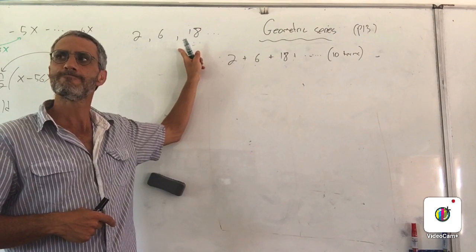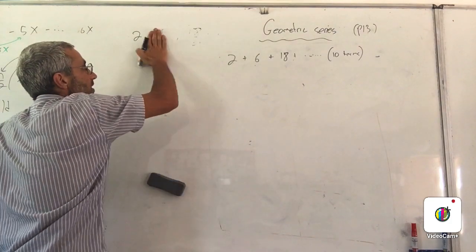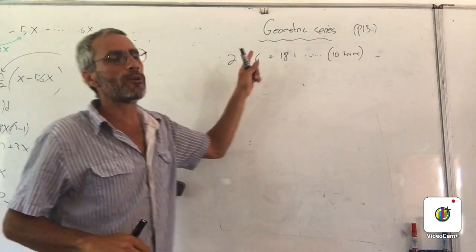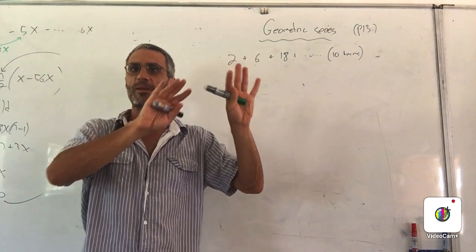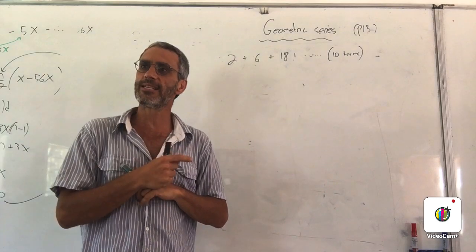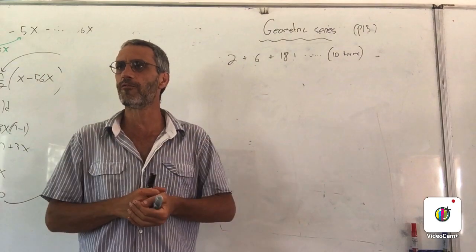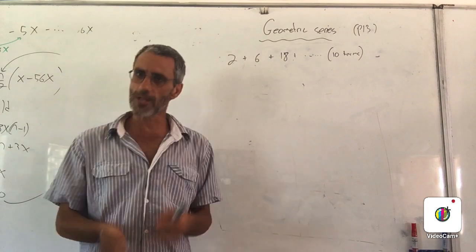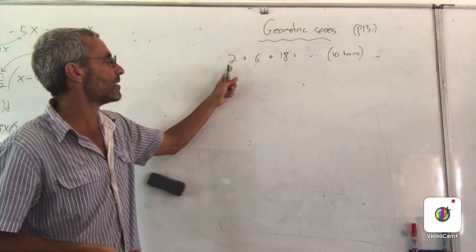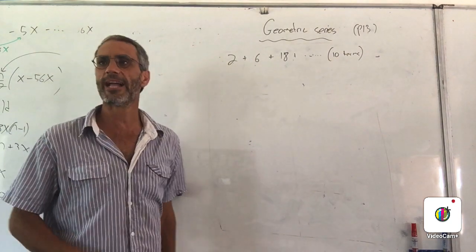Okay? Alright. So last lesson we worked with arithmetic series. We basically took the numbers in our arithmetic sequence and we added them, and we worked with that formula. This time we're going to work with geometric series. That means you're going to have a geometric sequence and we're just going to add them up.